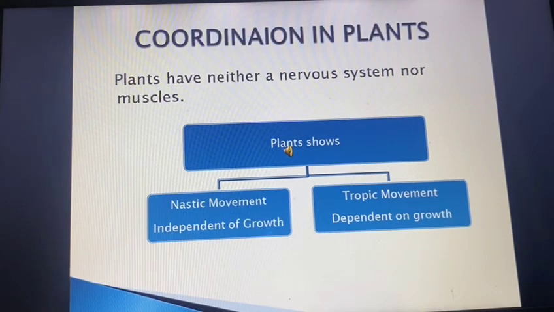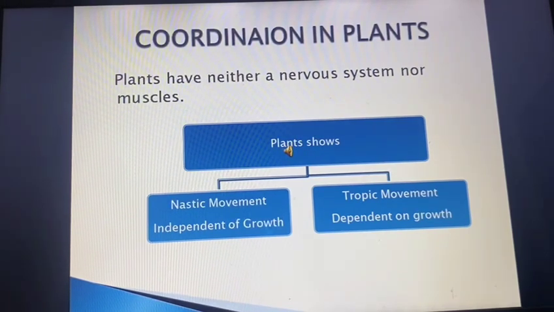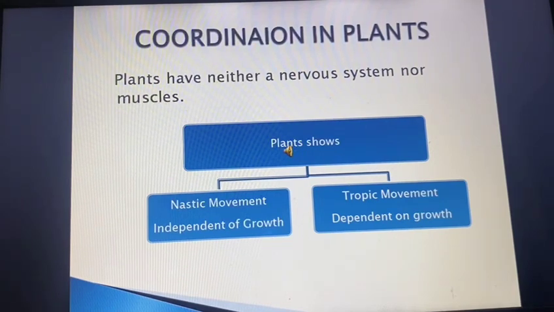The second is the tropic movements. Tropic movements are dependent on growth. These are the directional movements toward the stimuli. For example, when a seed germinates, the root goes down, the stem comes up in air. This directional movement of seedling caused by growth is called tropic movement.